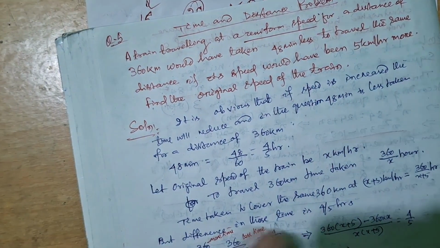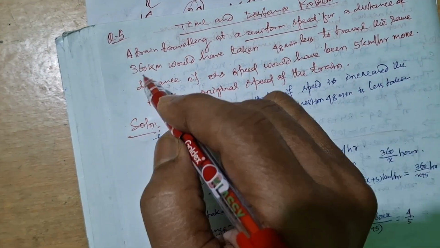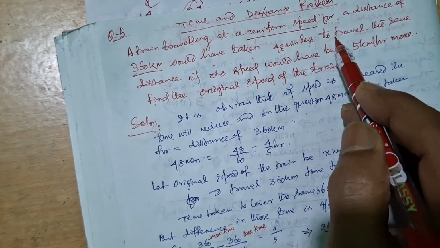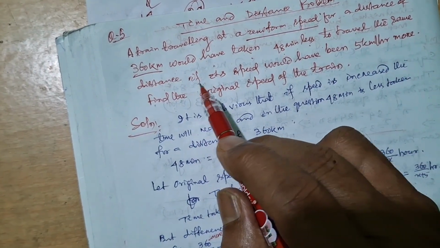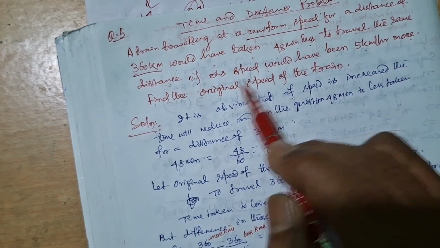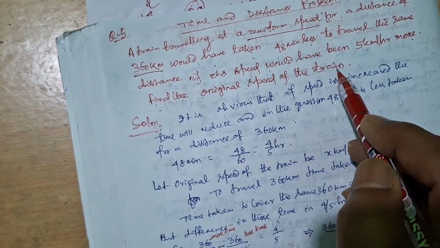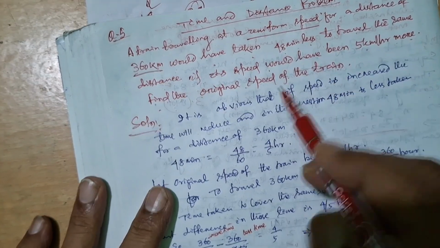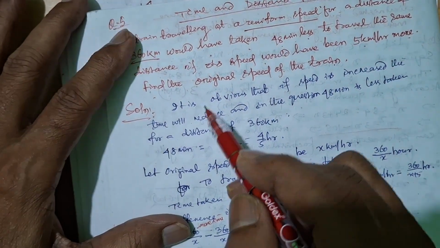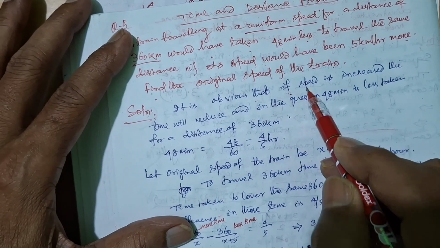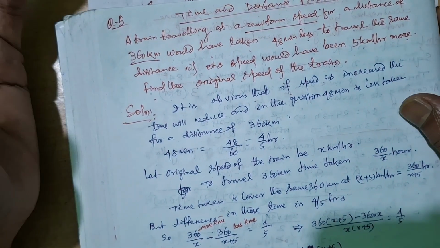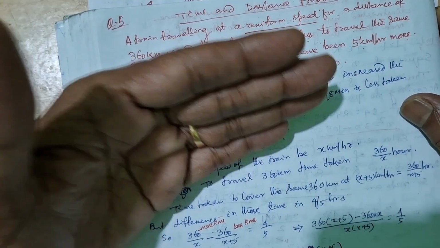A train traveling at a uniform speed covers a distance of 360 kilometers. It would have taken 48 minutes less to travel the same distance if its speed had been 5 km per hour more. Find the original speed of the train. He is telling us to find the original speed of the train. Original speed is not given. It is obvious that if you increase the speed, the required time will be diminished.